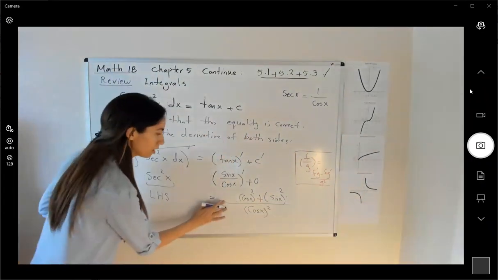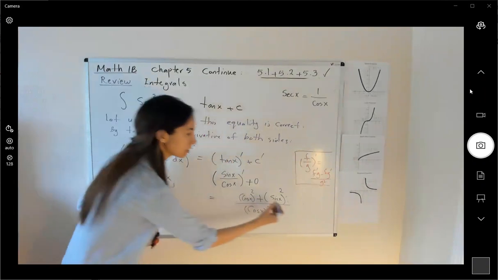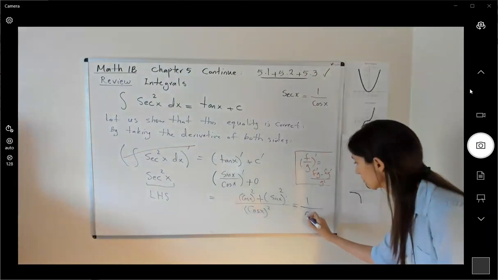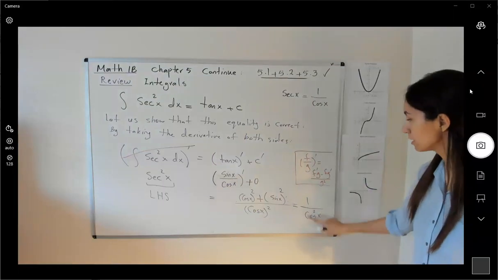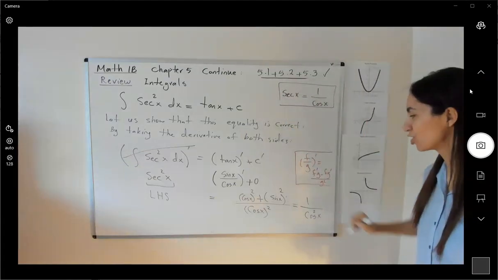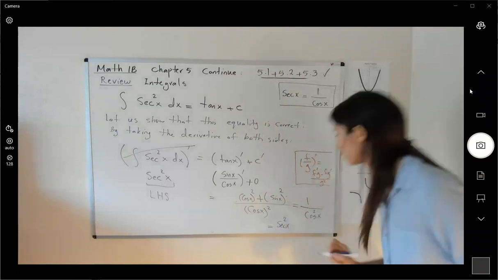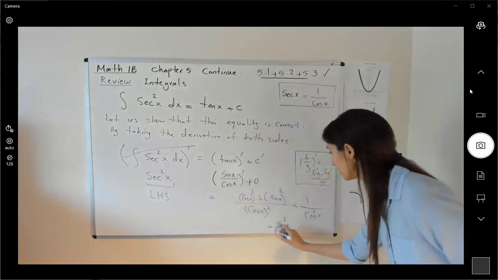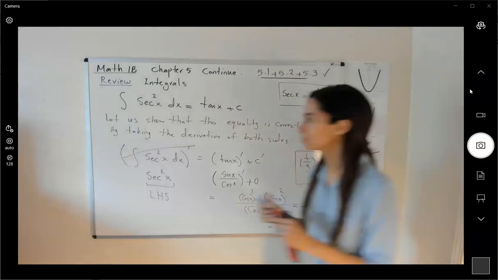Very well. You all know that cosine squared plus sine squared is equal to 1. This is a trig identity, divided by cosine x squared. So 1 divided by cosine is defined as secant. You have secant times secant, which is equal to secant of x raised to the second power. The left-hand side is secant squared, the right-hand side is secant squared. They are equal to each other, so we just proved this formula.